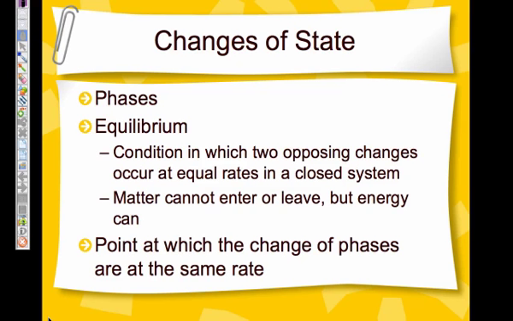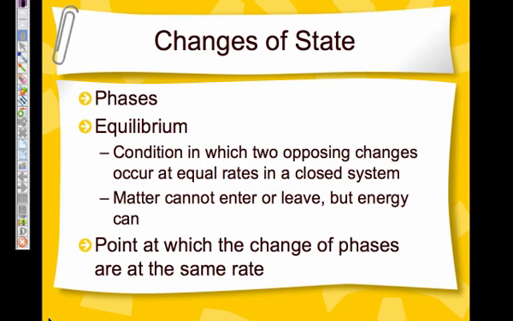So equilibrium is the condition in which two opposing changes occur at equal rates in a closed system. It's like some molecules may be melting, but some of them could be freezing. And so when they're going at the same rate, then it's called equilibrium. When it's a closed system, that means that matter is not entering or leaving. Energy can, but the matter is not entering or leaving. So you aren't getting more matter, you're not losing matter.